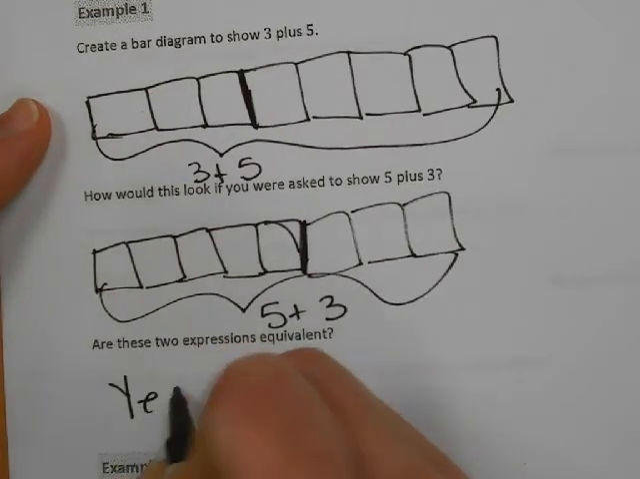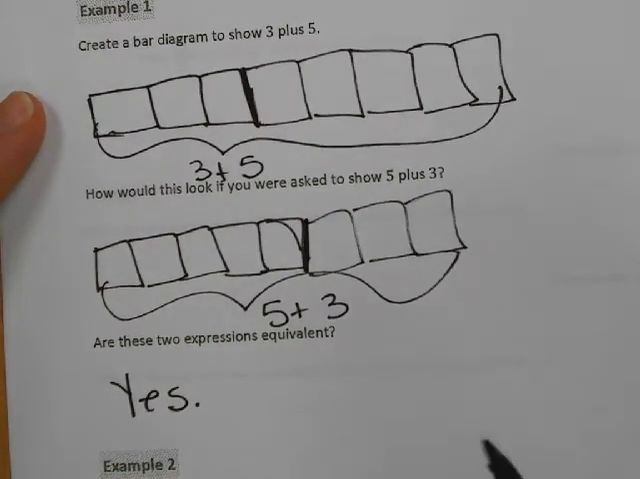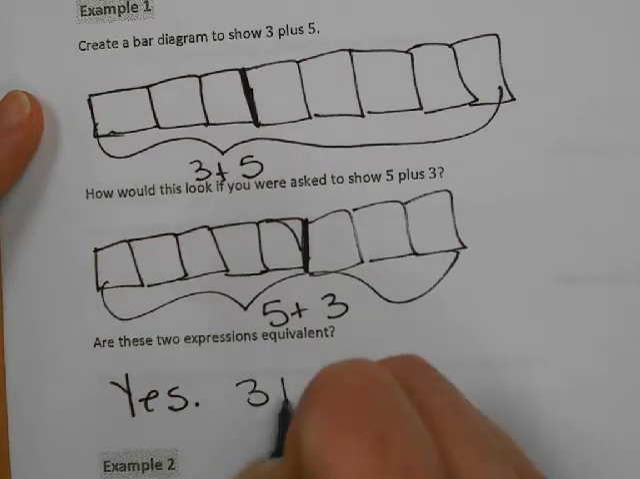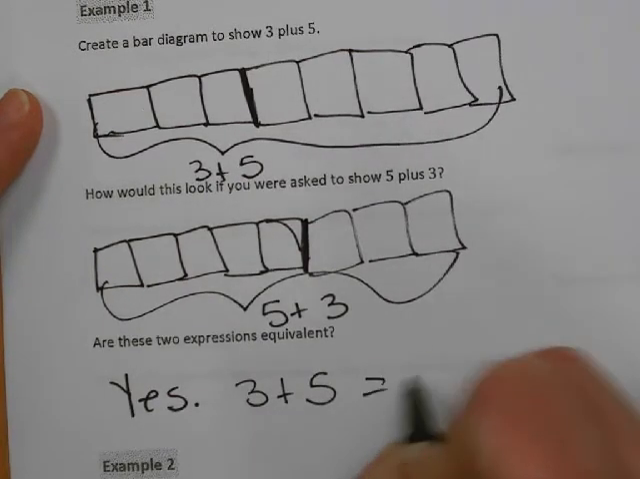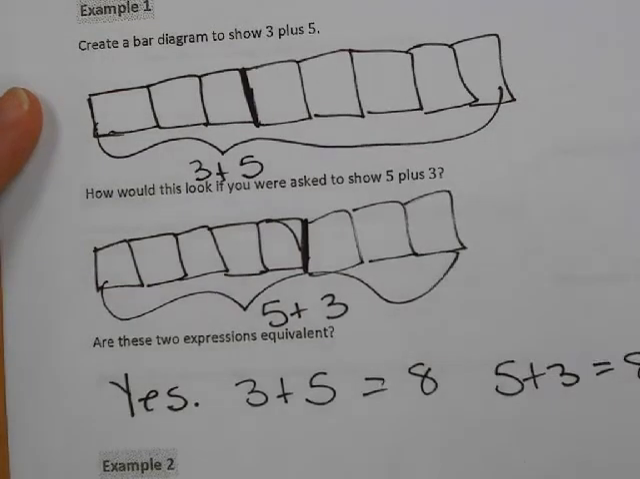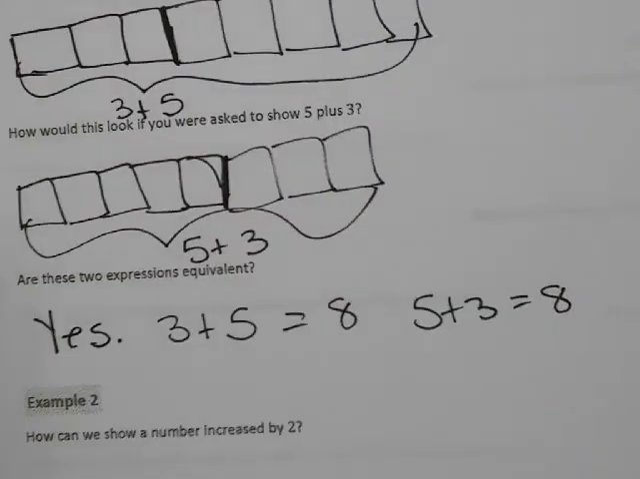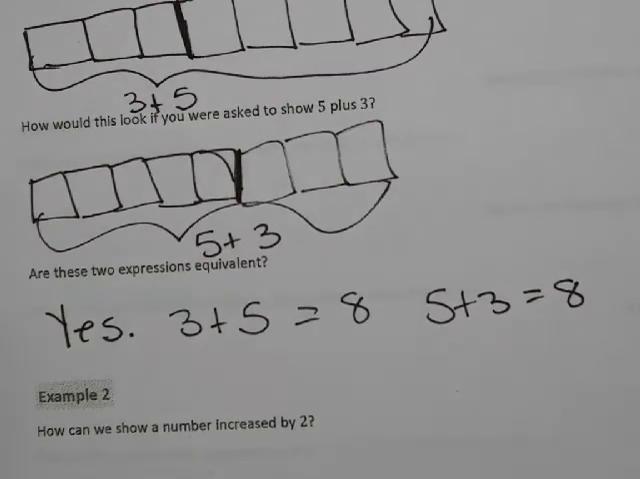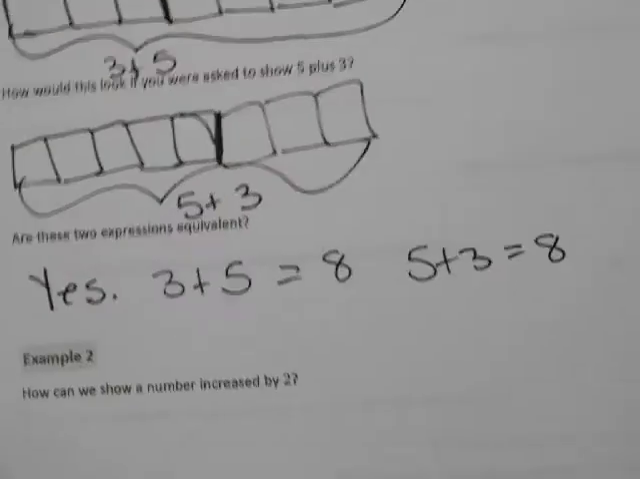We know that because we learned about the commutative property in Lesson 8. 3 plus 5 equals 8, and 5 plus 3 equals 8. So they are both equivalent because they both would come up with a sum of 8.